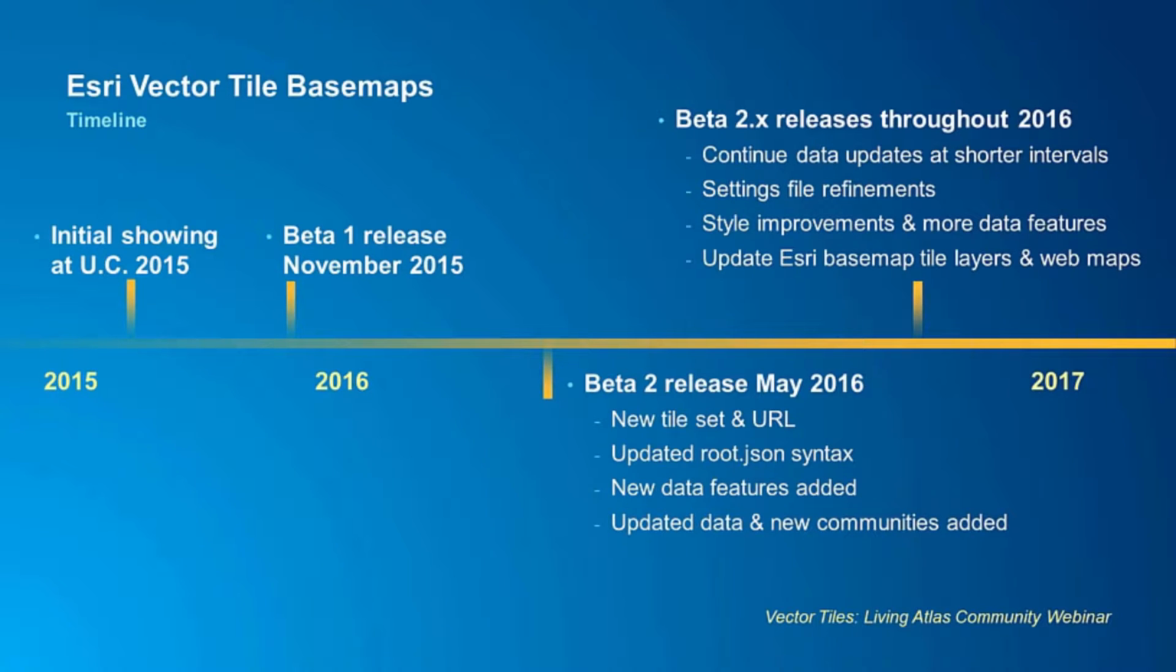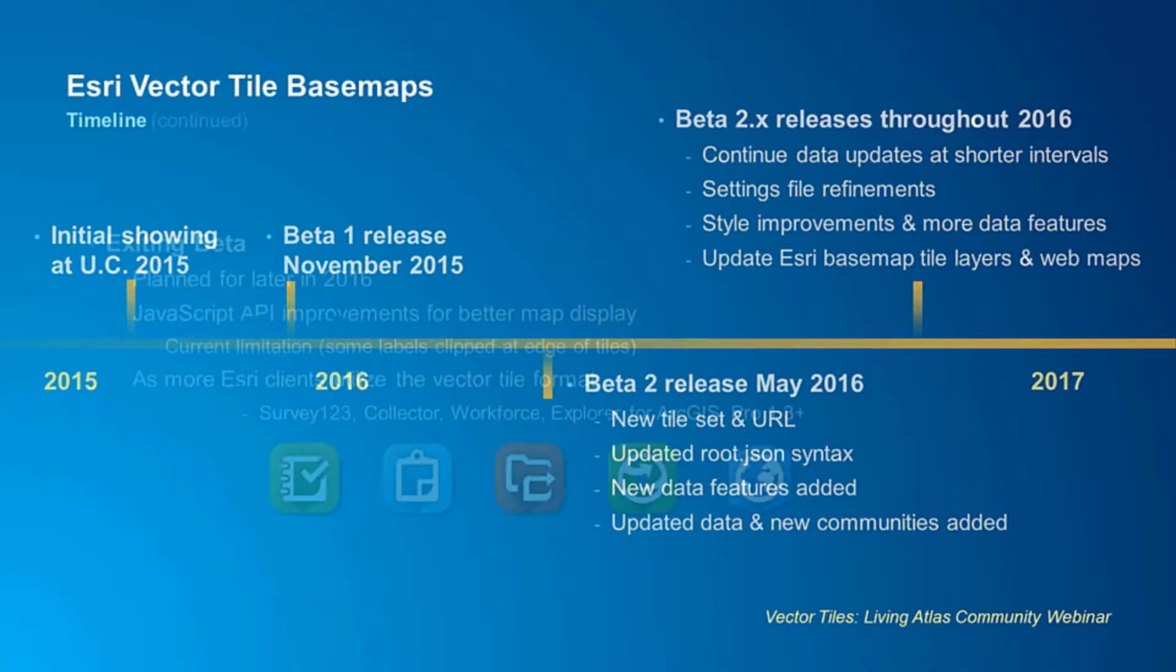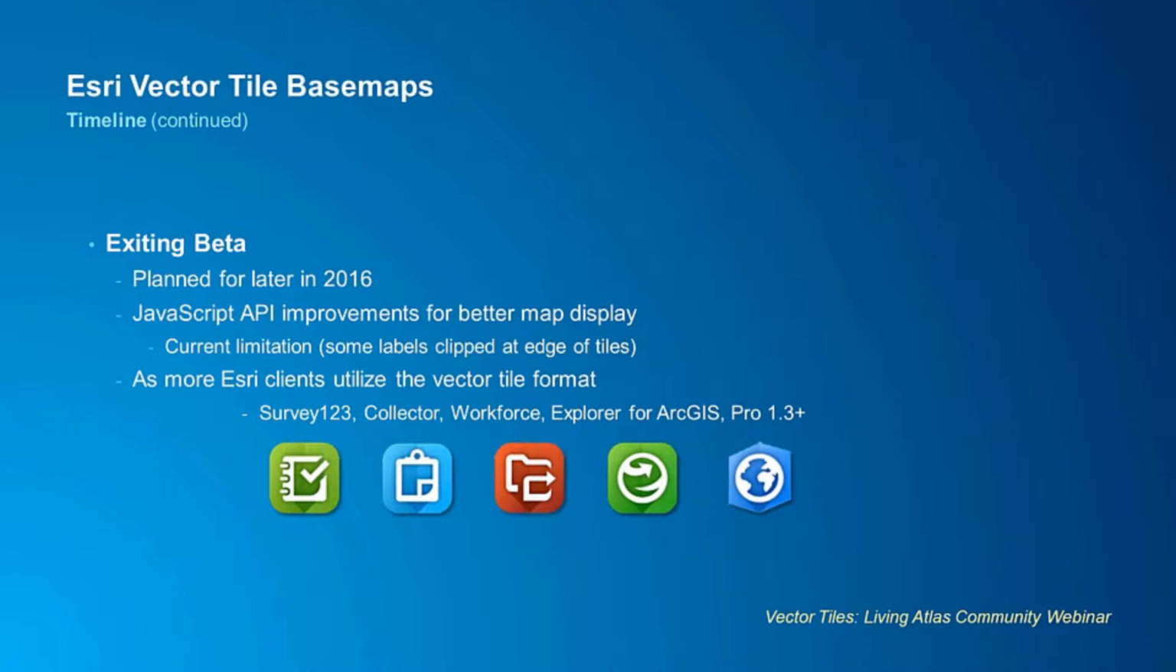So where are we going? Throughout 2016, we're going to continue with our beta 2x releases. And what we're going to do is speed up the releases. We're going to refine the settings files, and we're going to improve the styles and include more data features. And our plan is to exit the beta phase later in 2016.